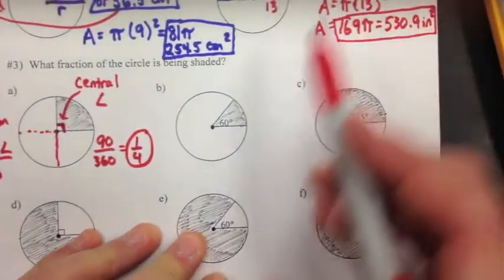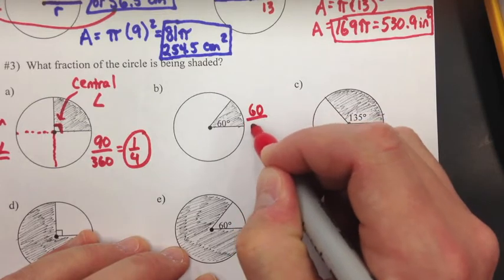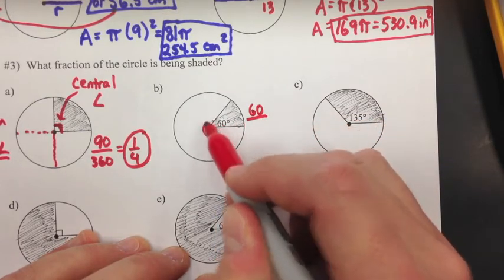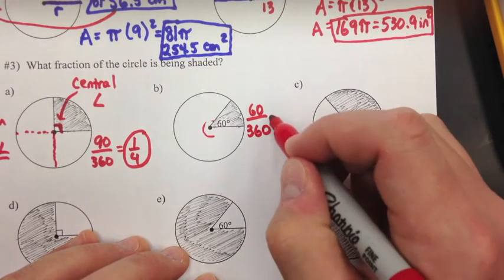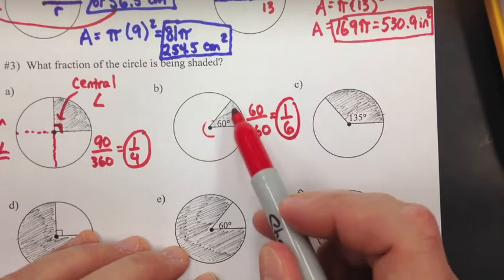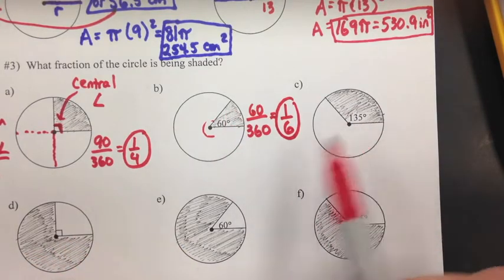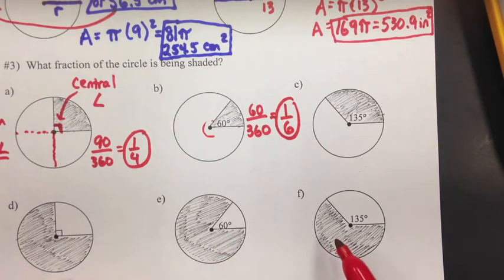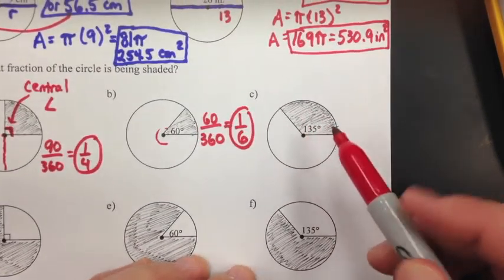So part B, the central angle is 60, so let's do 60 over the total central angle measure, which is 360, and that's going to reduce to 1/6. That's the fraction of the circle being shaded. All right, now what you should do, go ahead and pause this and see if you can get the next 4 examples. Okay, and then when you unpause it, I'm going to work this out.